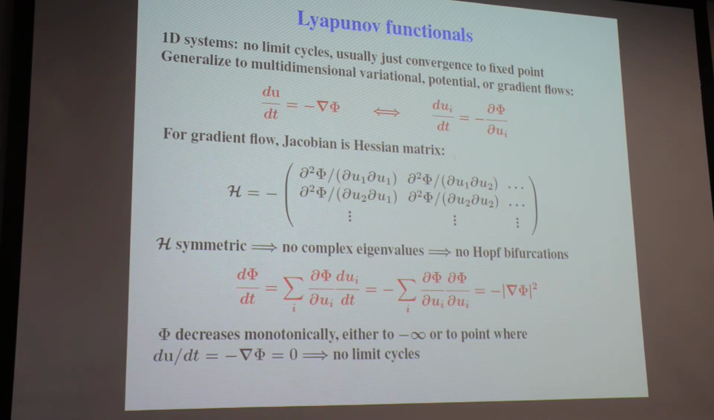This topic is called Lyapunov functionals. Let us imagine now, let's go back. Let's again have a particular kind of dynamical system. du/dt equals minus gradient of phi. This is a particular kind of dynamical system. Not all right-hand sides can be written as minus gradient of phi.